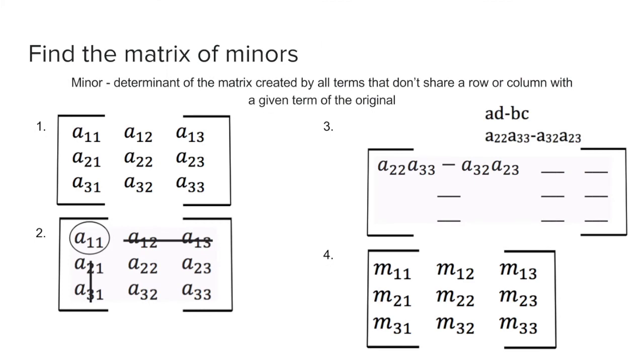The first step is to find the matrix of minors. The definition of minor is the determinant of the matrix created by all terms that don't share a row or column with the given term of the original. As you see here, the term we're starting with is a sub 1, 1, so we cancel its row and column to find the determinant of the remaining four terms. The resulting matrix of minors can simply be represented as shown here, where all terms are denoted by the letter M.